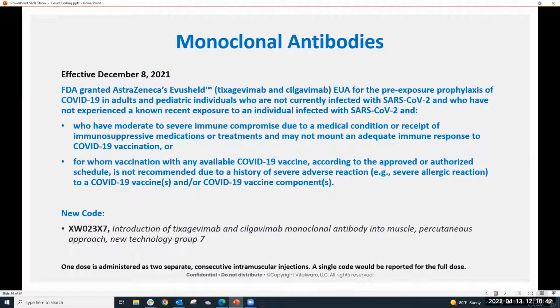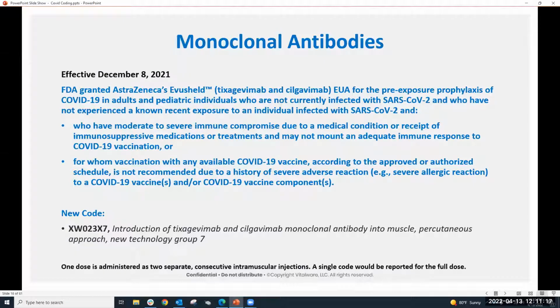All right, so December 8th was a very busy date. The FDA granted AstraZeneca's Evusheld, which is tixagevimab and cilgavimab. And this is for the pre-exposure prophylaxis of COVID in adults and pediatric individuals. And when they say pediatric individuals, they mean children that are over 12 years of age and at least 88 pounds, and that are not currently infected with COVID and have not experienced any recent exposure to COVID.